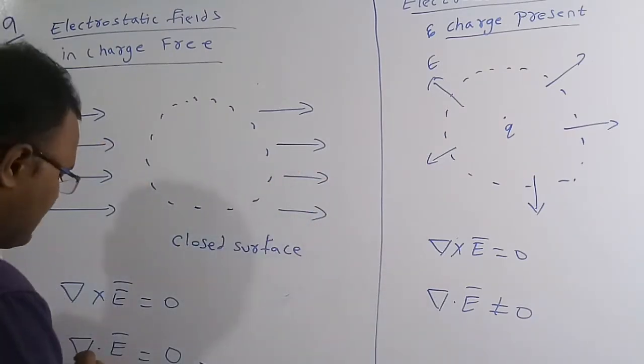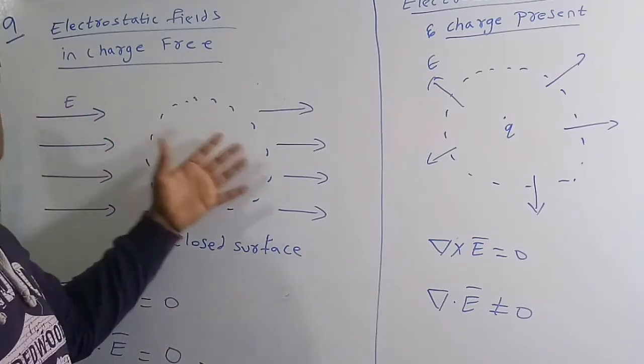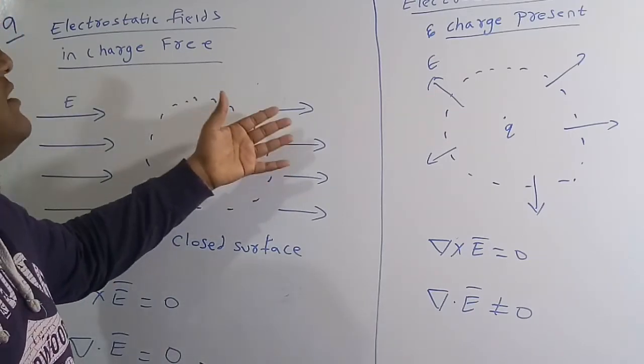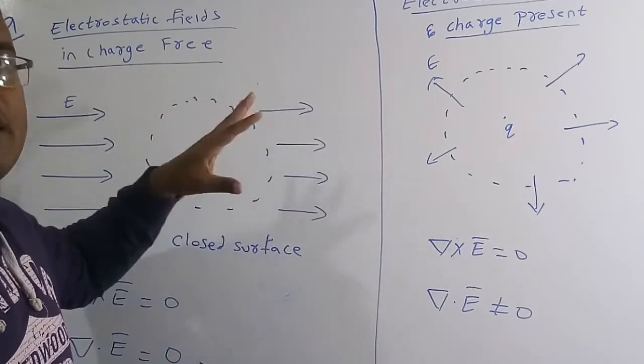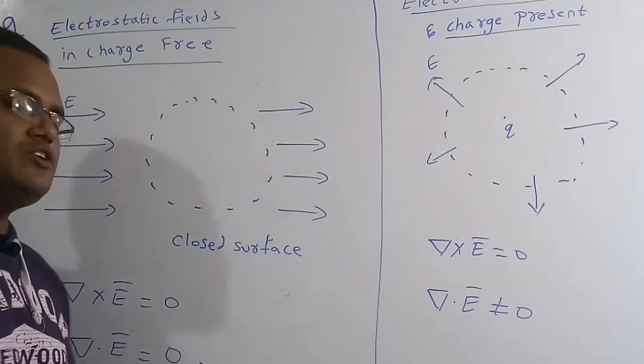So the divergence of electric field is equal to 0, because the number of field lines entering this closed surface is equal to the number of field lines leaving this closed surface. So the net amount present inside is 0. That is the meaning of this.